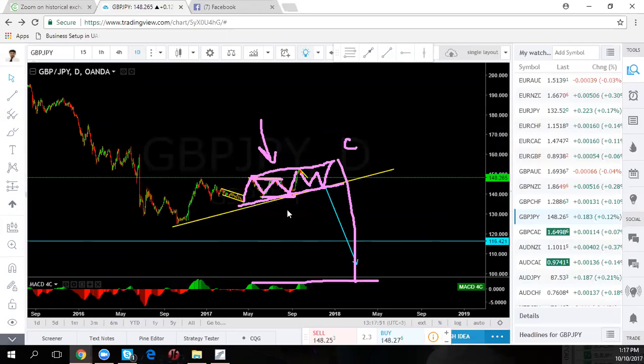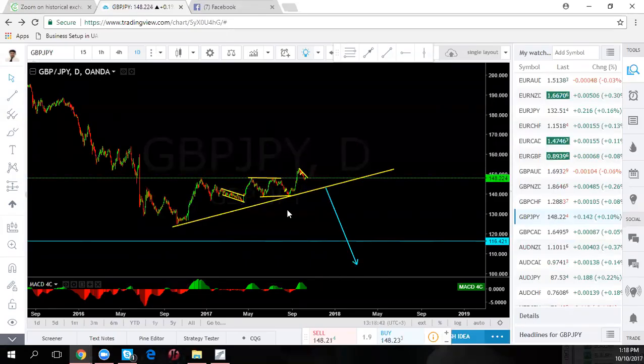Right? But it didn't do that either. We don't know if it's going to do that as yet. But for now, we can make an assumption. What if this is just the A part of the correction? That's the A wave of the correction. And this is making a 1, 2, 3, which is a flat by itself for the B part of the correction. And now we are going down for the C part of the correction.